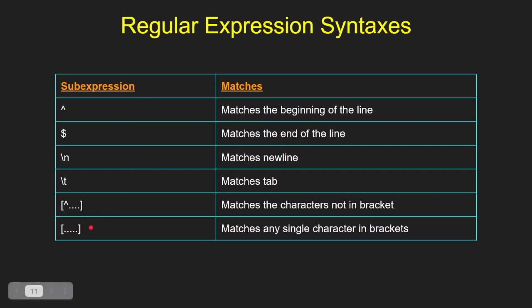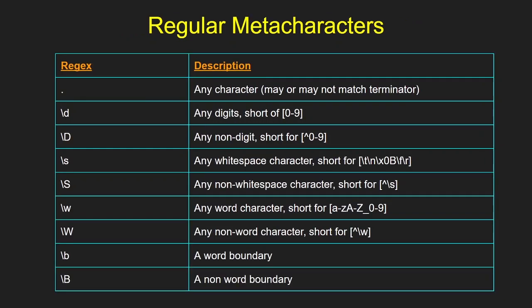Next is inside square bracket. We have already seen this. This is like a OR symbol. It matches any single character in the bracket. Okay, let us move to the next one, that is meta characters. These are the few meta characters.